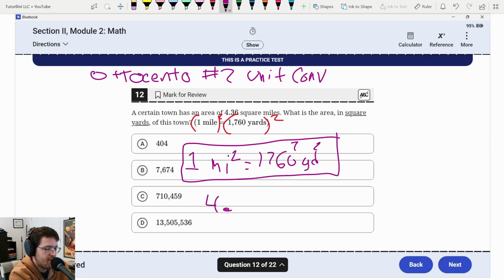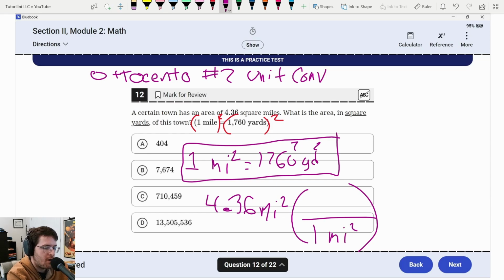So I've got 4.36 square miles. And now I'm like, what goes on the top? What goes on the bottom? Well, it seems 1 square mile would go on the bottom, and 1760 squared yards squared would go on the top. This is because we want the units to cancel. See how miles squared is on opposite sides of the green fence I just drew? So that means they go away. And we are left with square yards, which is what we want.